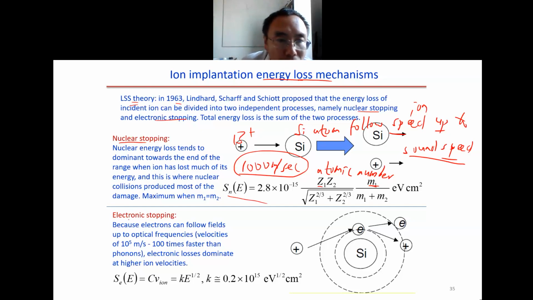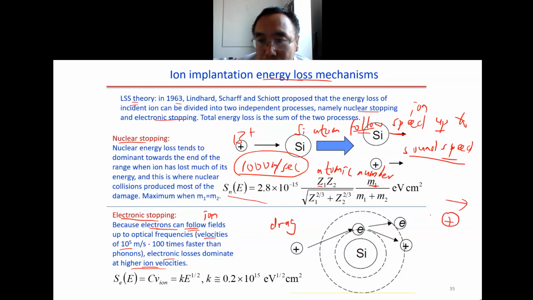The second one is electronic stopping. In this case, electrons can follow the field of the ion up to optical frequencies, with velocity 10 to the power 5 meters per second, compared to 10 to the power 3 before. That means electronic loss dominates at higher velocities. When the ion has high velocity, the nuclei cannot follow, but electrons can follow. So the energy loss is caused by drag, when the ion collides with electrons as it moves forward.